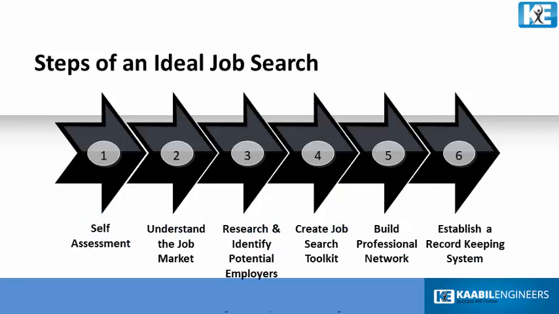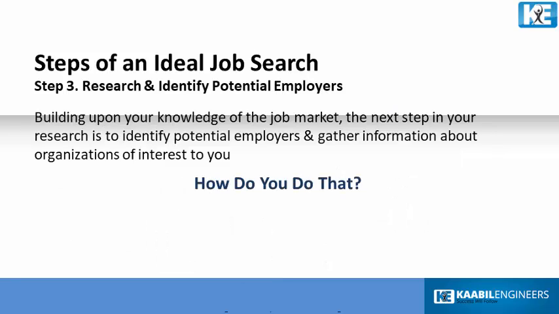The third step is to research and identify potential employers. Yes, in every earlier lecture I have talked about research and research. Once you have the knowledge of the job market, the next target is to identify which companies you want to work with and gather information about them. I want to work with Reliance, Tatas, Birlas, L&Ts, Adanis, ICICI, HDFC and whatnot. Whatever sector you are in, identify the top employers and start getting information, start researching. So the question is how do you do that, right? So let's have a look into it.